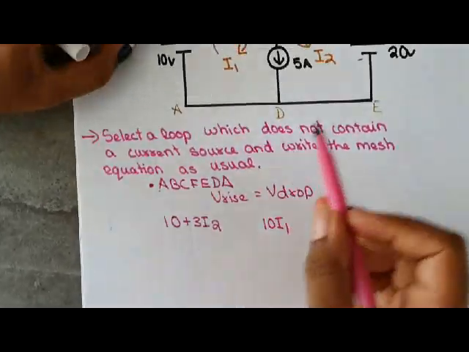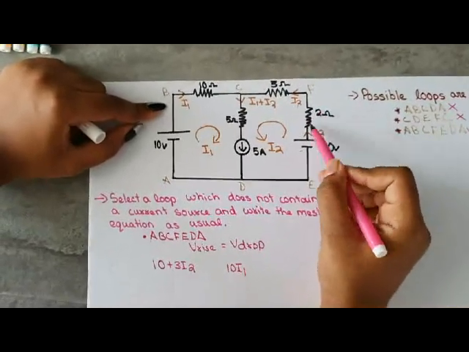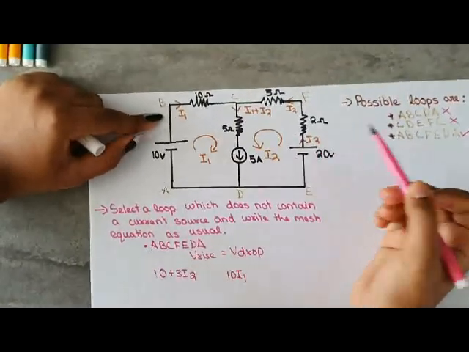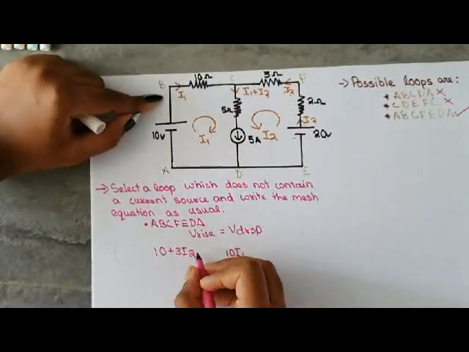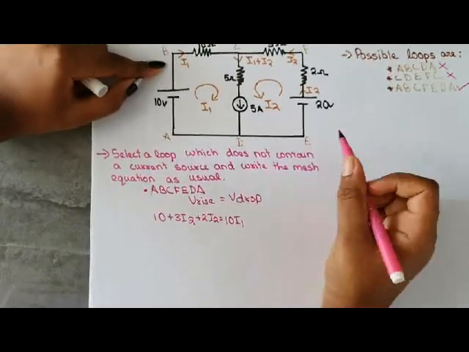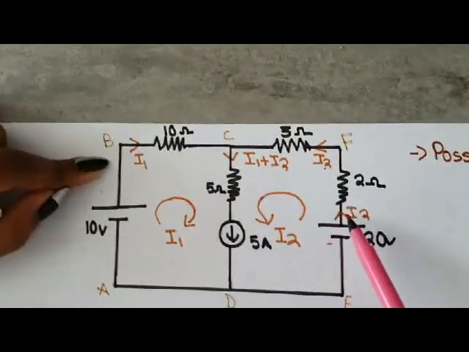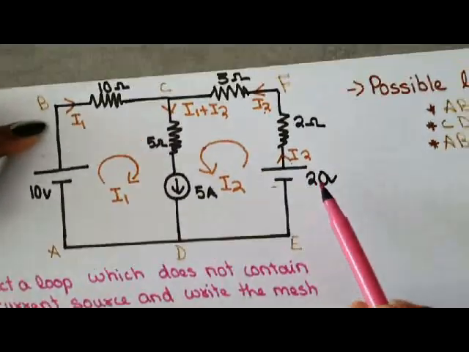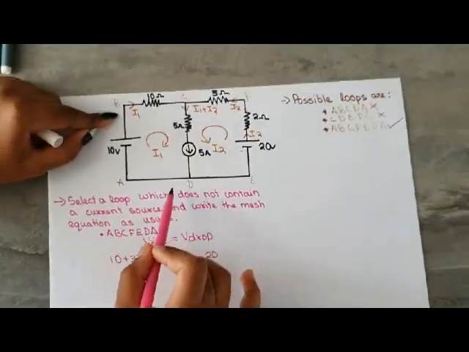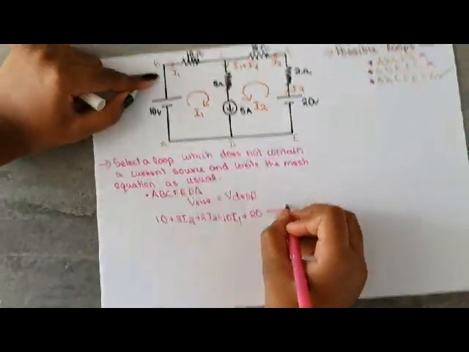Then we have F to E, where there are two things. First, across the resistance, we are moving against the current I2, and against the current is a voltage rise, so plus 2 I2. Then across the voltage source, we are moving from positive to negative, which is a voltage drop, so plus 20. For E to D and D to A we don't have any components. So this will be our first equation.